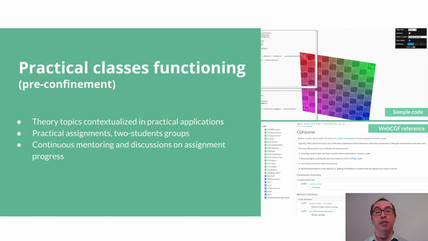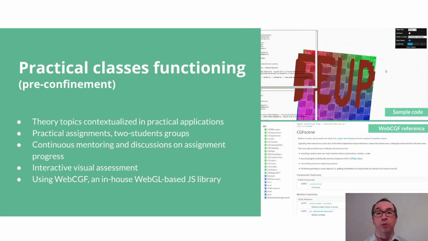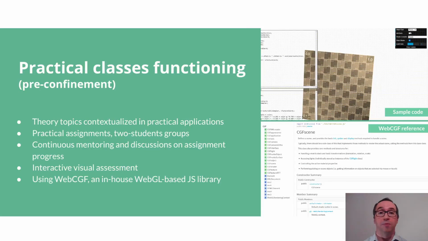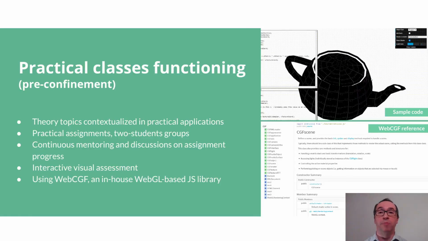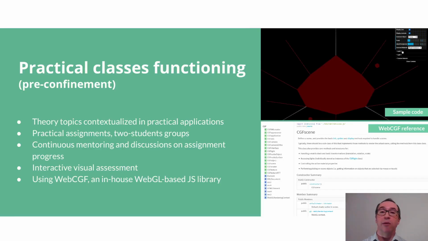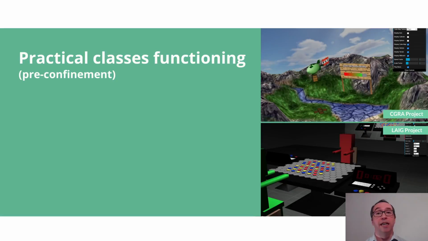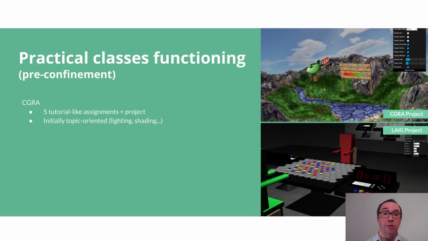For supporting practical classes, we have developed in-house WebCGF, a WebGL-based JavaScript library created just for this purpose. It is characterized by having minimal dependencies, no specific setup requirements, and simplifying onboarding while still allowing to work at WebGL level. A major distinction between SEGRA and LAIG is the type of assignments. SEGRA is a more introductory course. The first assignments are small, tutorial-like, each oriented to a given topic such as transformations or shading. As they progress, they become more goal-oriented, with less intermediate steps and thus more complex.